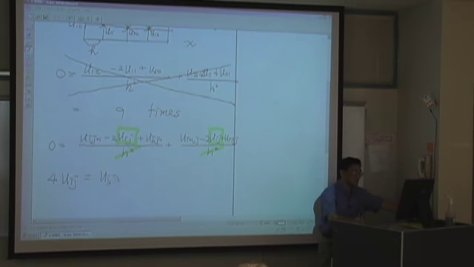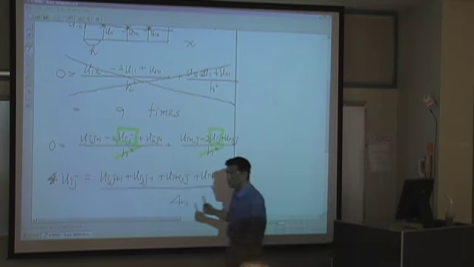uij plus 1, uij minus 1, ui plus 1j, ui minus 1j. And then we can divide both sides by 4. So we can solve this for uij.